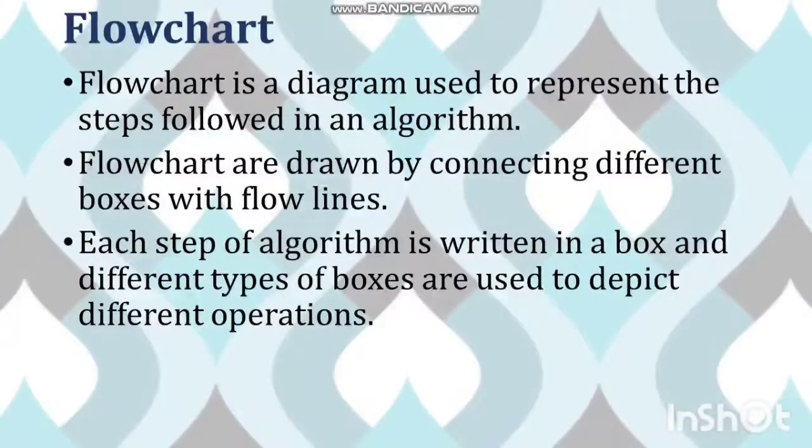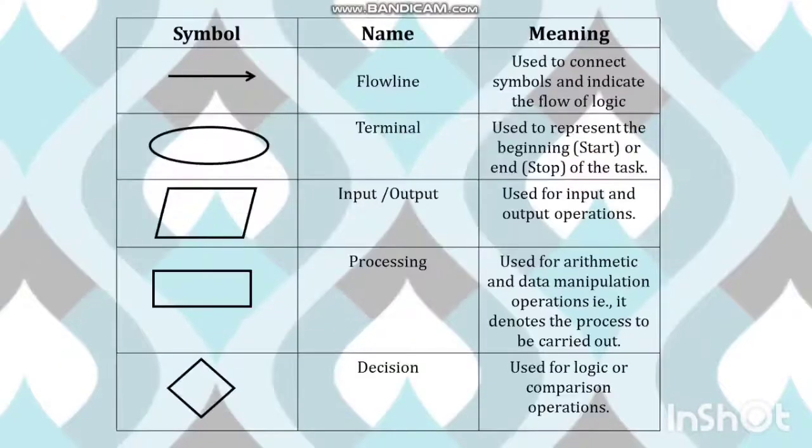Flowcharts are drawn by connecting different boxes with flow lines. Each step of the algorithm is written in a box, and different types of boxes are used to depict different operations. Now these are the symbols which we use in a flowchart. The first one is the flow line, used to connect symbols and indicate the flow of logic.